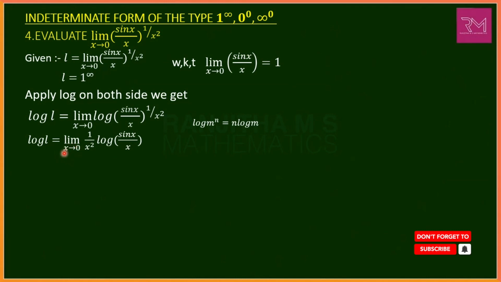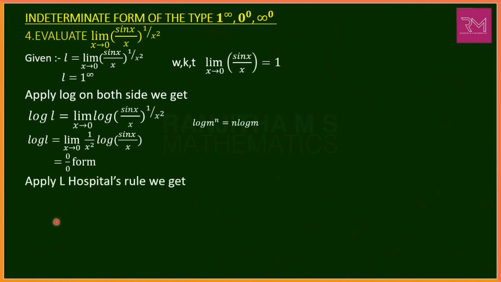Now if we apply x as 0 here, in the next step, we have to substitute limit as x tends to 0 sin x by x value as 1. Hence, sin x by x value is 1, so we get log 1 value as 0, divided by, here if you substitute x value as 0, we get this equation of the form 0 by 0. Here we convert this 1 power infinity form into 0 by 0 form. Then we can apply L'Hospital rule now.